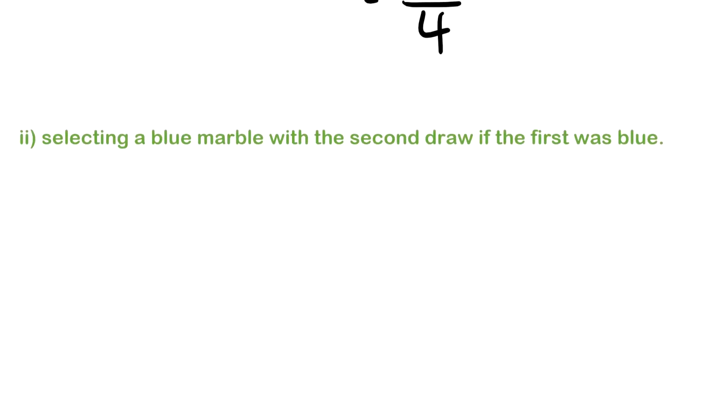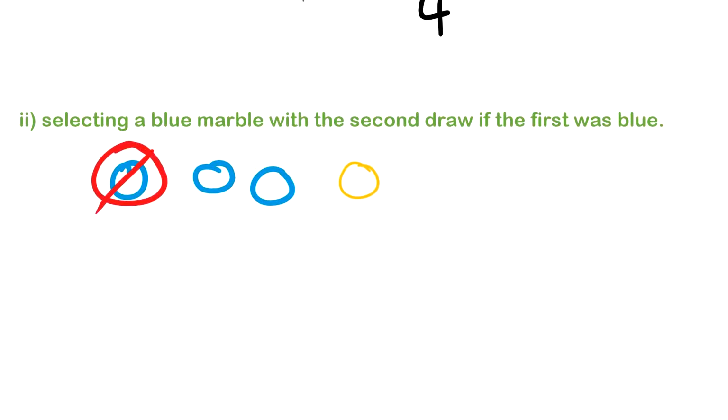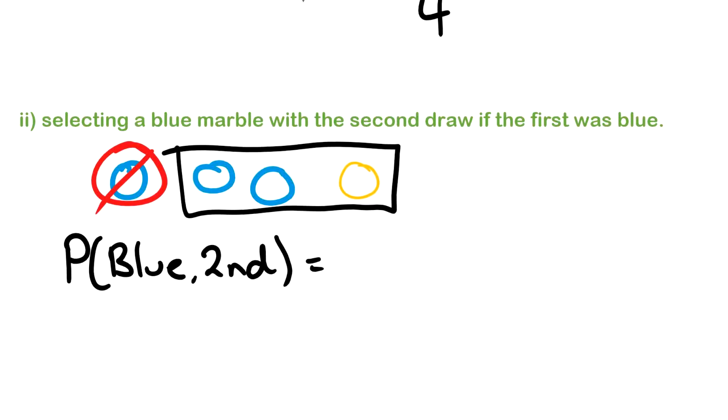Now the second question: selecting a blue marble with the second draw if our first one was a blue. Let's draw the marbles up here again. This time we've drawn a blue already, so it's no longer there, it's gone. So the probability of blue second is going to be based on the data set we have left, which is just this here. We've eliminated the first one that we drew, it's not going back in, ignore it, it's gone. We have a whole new data set. Again, frequency of blue over the total, so in this case, it's going to be 2 over 3.